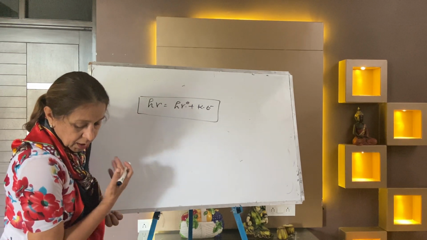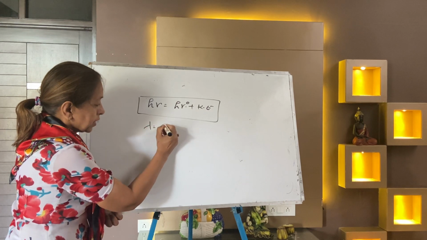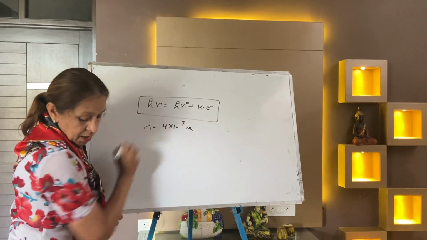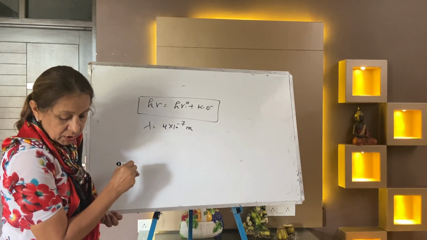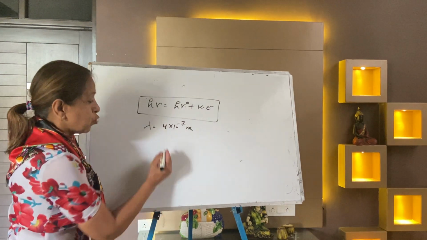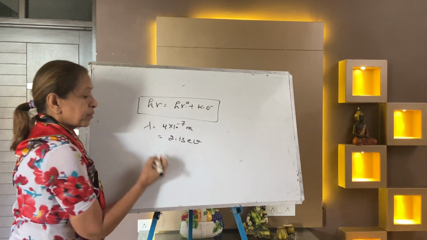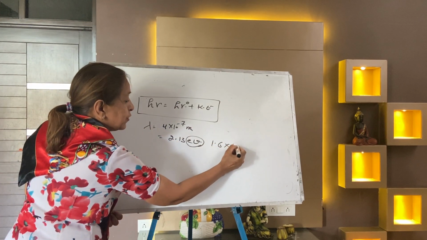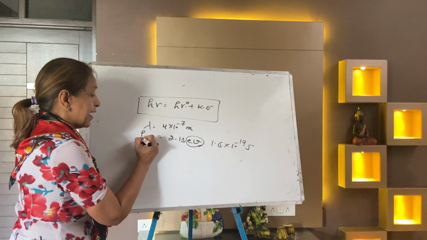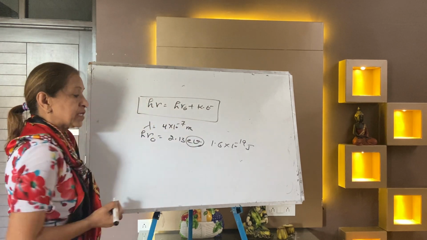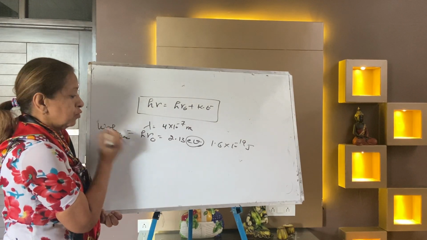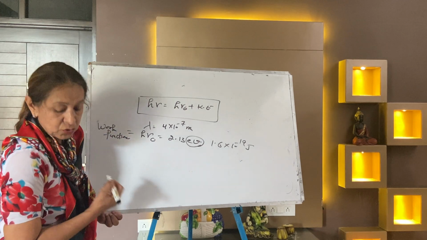Now I am taking your numerical. A photon of the wavelength 4 into 10 raised to power minus 7 meters strikes on the metal surface. The work function is 2.13 electron volt. 1 electron volt is 1.6 into 10 raised to power minus 19 joules. Your work function is h nu naught, so write this down: work function is h nu naught. We have converted the work function into joules.